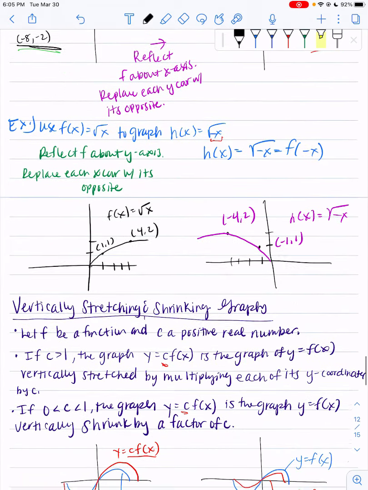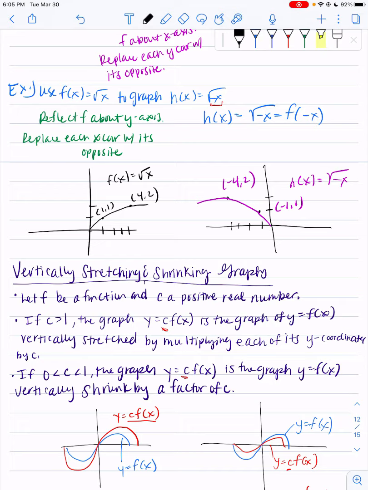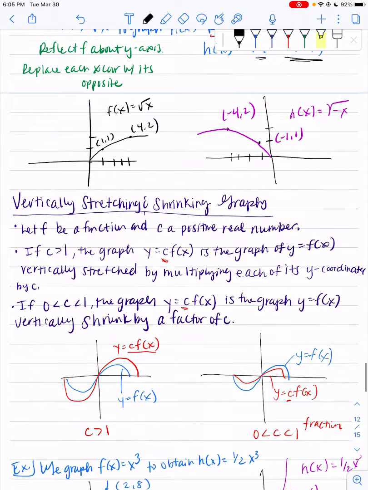Okay. Now I'm going to do f of x equals square root of x to graph h of x equals square root of negative x. Since the negative is on the inside, this is similar to f of negative x. So I'm going to reflect f about the y-axis. So I'm just going to replace each x coordinate with its opposite. I have points for my parent function, 1, 1 and 4, 2, just to start us off. I'm negating the x coordinate, so I'm going to have negative 1, 1, and negative 4, 2.